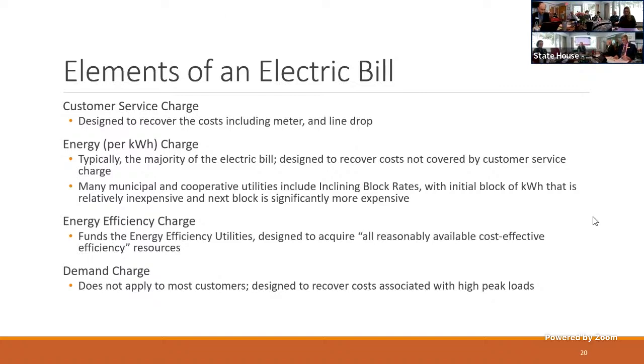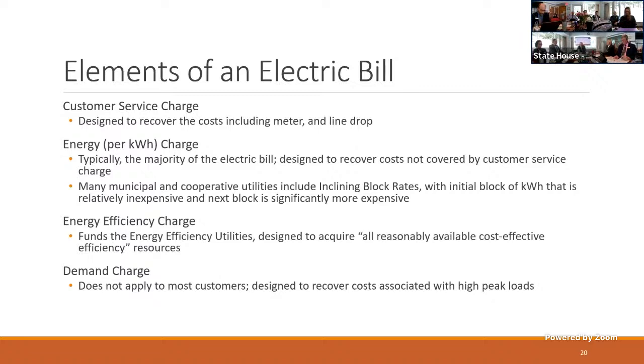And then there's the energy efficiency charge, which I talked about earlier, and demand charges, which don't usually apply to residential customers. Those are designed to cover the costs from high peak loads, so if there's a variable demand that spikes, you're paying for that cost on the system.